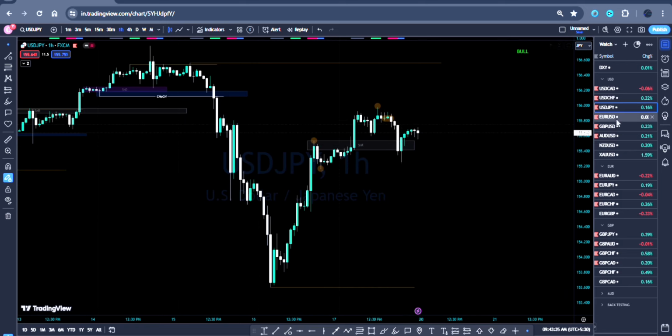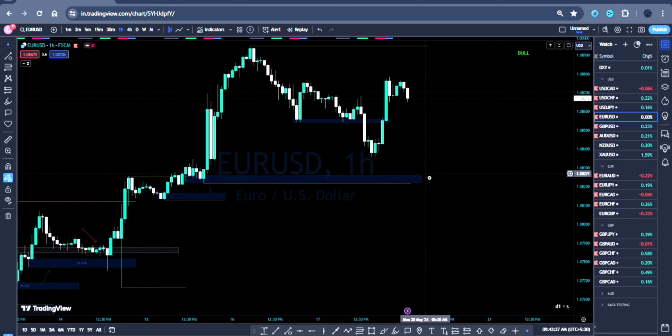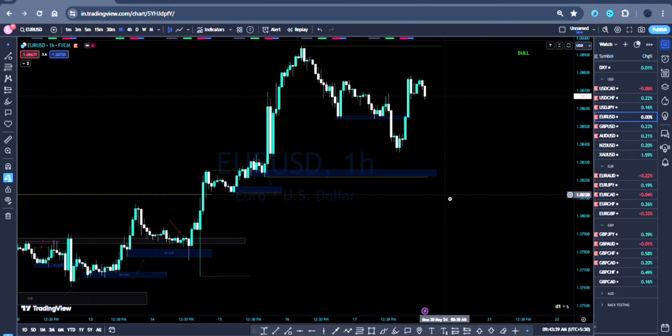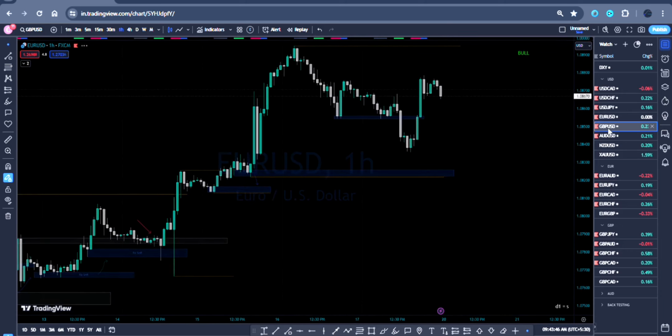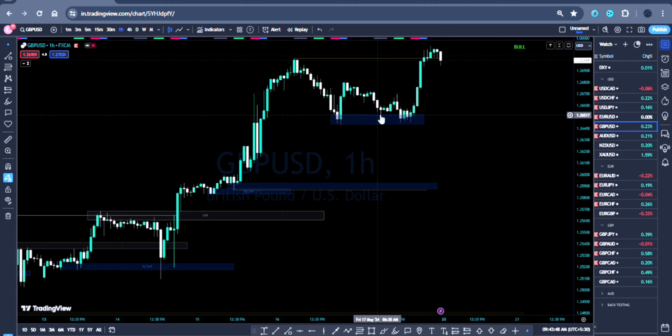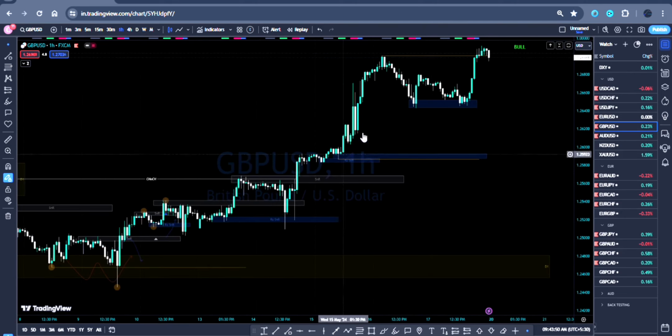This was another entry. This was the entry. The M5 broke down here, and this was the entry. And Euro USD is not looking that good.